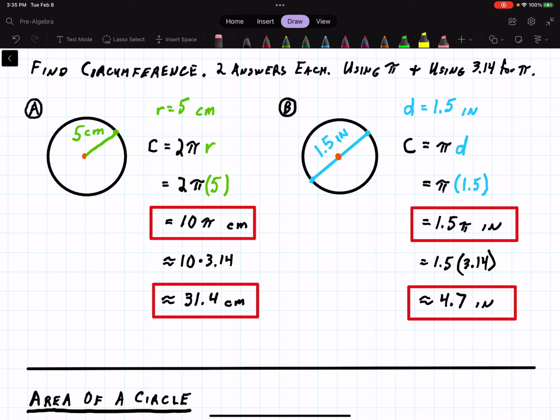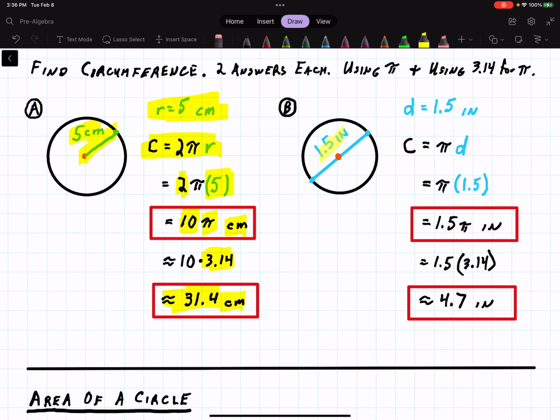So find the circumference. If we remember in this picture, we have the radius given to us. So since the radius is given to us, we're going to use the 2 pi r formula, substitute in our radius of 5. 5 times 2 gives us our 10. We still have our pi, and if we were told to answer in pi, that would be a good enough answer, 10 pi centimeters. If we're told to answer in decimal, we would have to get rid of that pi by multiplying times 3.14, and then we get approximately 31.4 centimeters for our circumference.